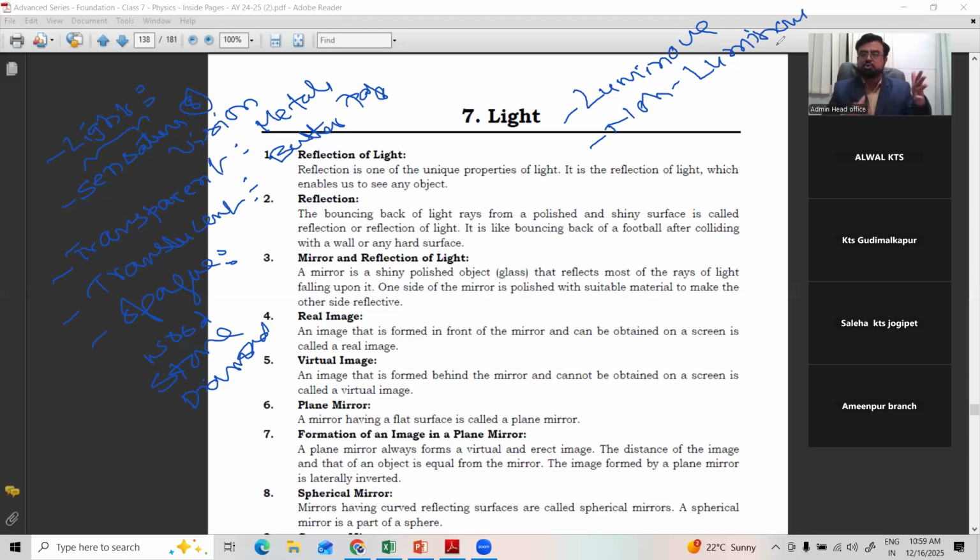Suppose you take a stone and focus the light. No light passes through the stone. Only the image can be seen, a shadow. The shadow can be seen on the backside. They are called opaque substances. So all the classifications are made like this.